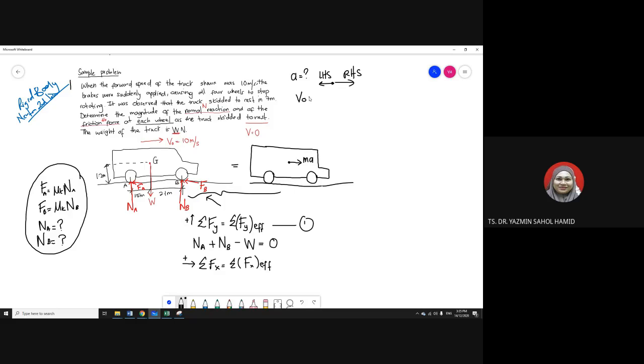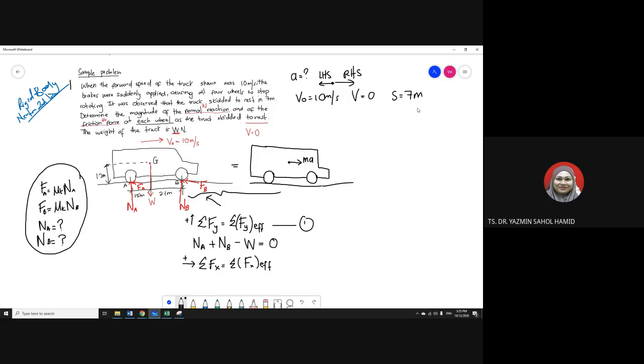We have V naught to be 10 meters per second. We have V to be 0 because it comes to a stop. And then what do you have? You have S. What is S? Yes, 7 meters. Do you think you can find A?